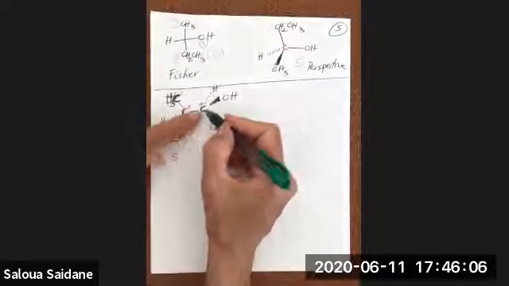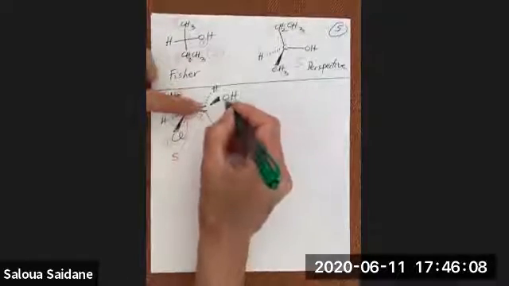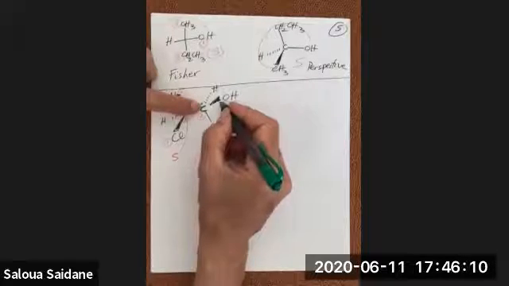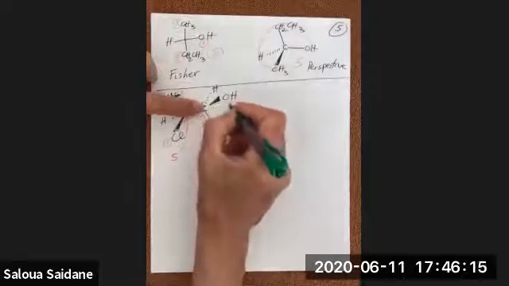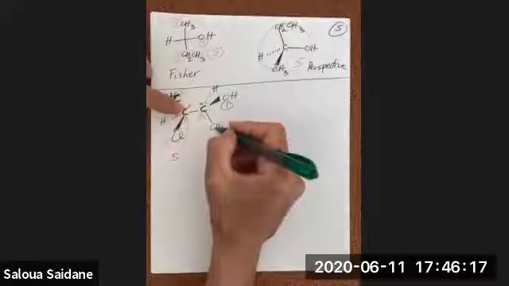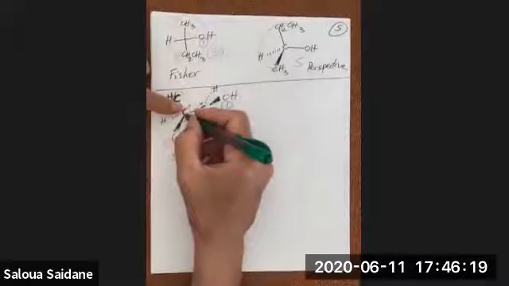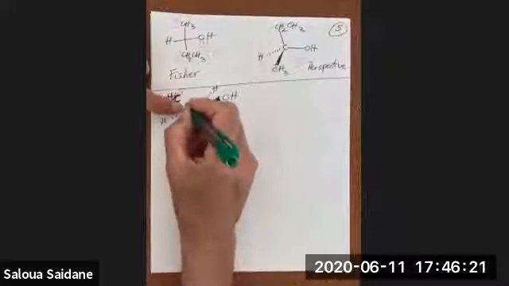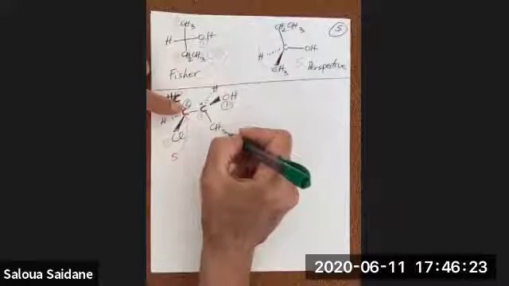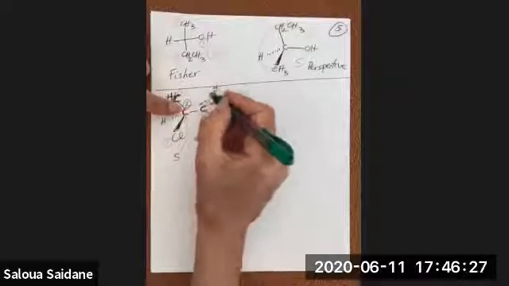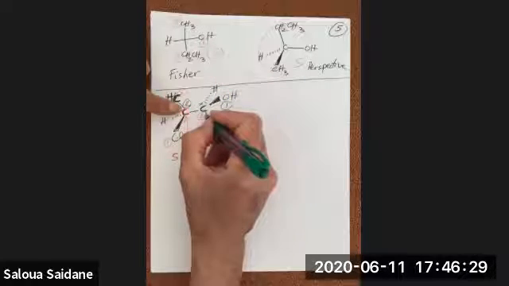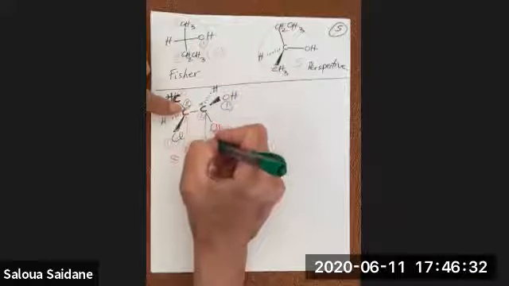Now let's look at the green one. The first substituent is oxygen. This is higher than carbon, even though there's a chlorine. So this is number 1. The second one, it's either this or this, and it's obvious that it should be this because it has chlorine. So that's my number 2, and this is my number 3. So I'm going 1, 2, 3, counterclockwise, and the H is in the back, so that's also an S.